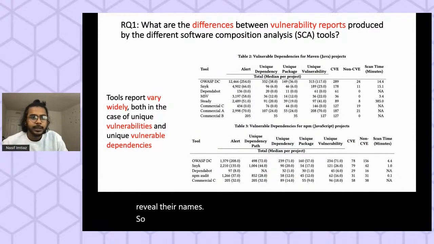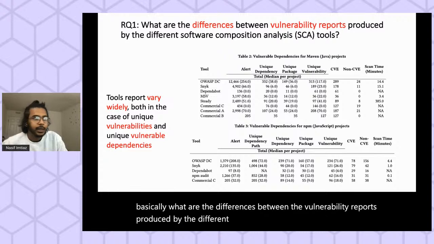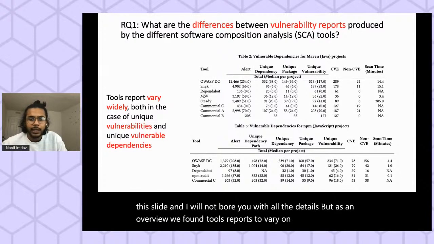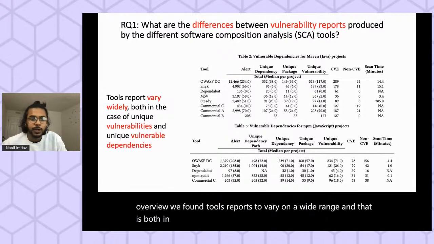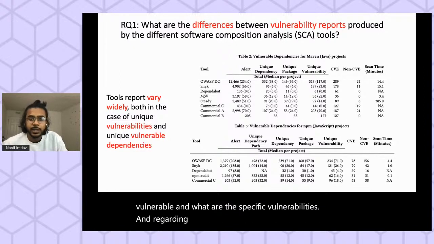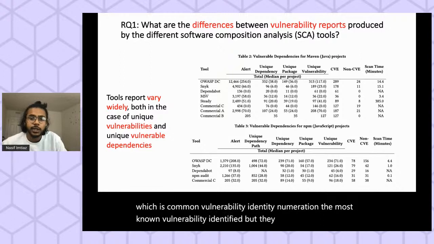So let's look at our findings. The research question 1 is basically what are the differences between the vulnerability reports produced by the different SCA tools. And there are a lot of numbers on this slide, and I will not bore you with all the details. But as an overview, we found tool reports to vary over a wide range, both in terms of which dependencies they report as vulnerable and what the specific vulnerabilities are. And regarding vulnerabilities, we also find that tools report CVEs, which is Common Vulnerabilities and Exposures, the most well-known vulnerability identifier, but they also reported vulnerabilities without a CVE.